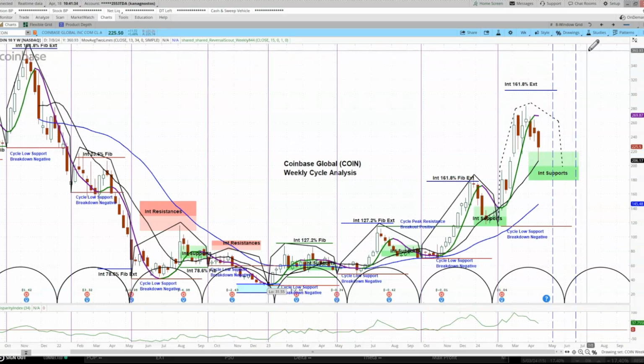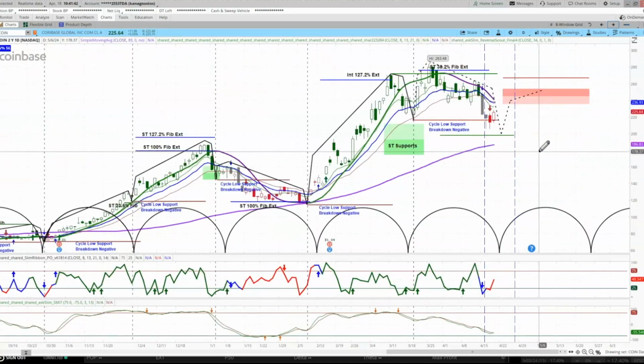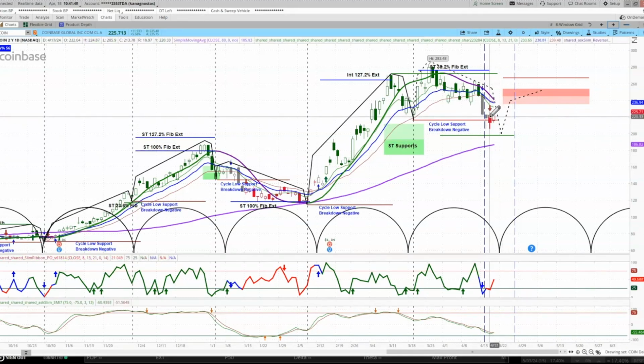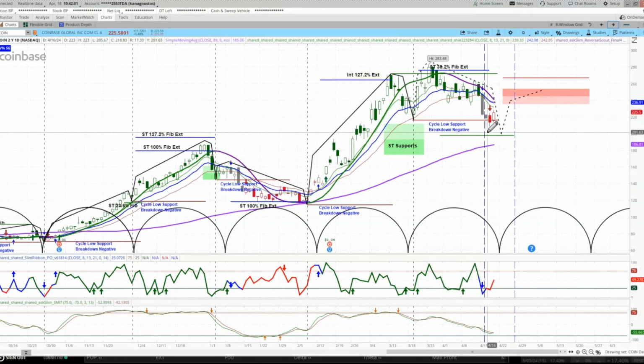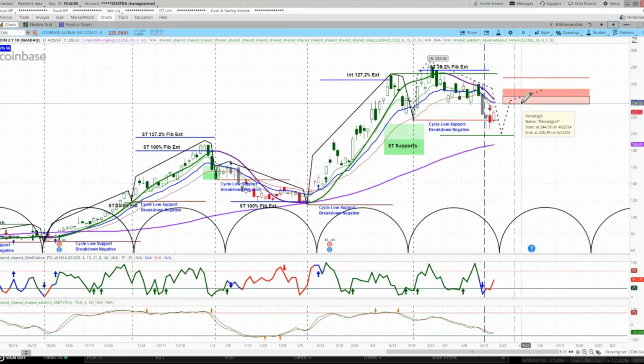And now let's switch over to the daily chart. On the daily chart, we are inside the daily cycle timing window. We may have our short-term low here, but one bullish candle is not enough to confirm that low. In any case, it's important to note that we have broken below the cycle low support and we have a negatively configured cycle here. Therefore, we are not expecting Coin to make a new high in the next cycle.